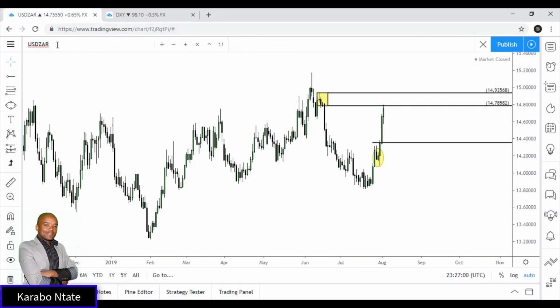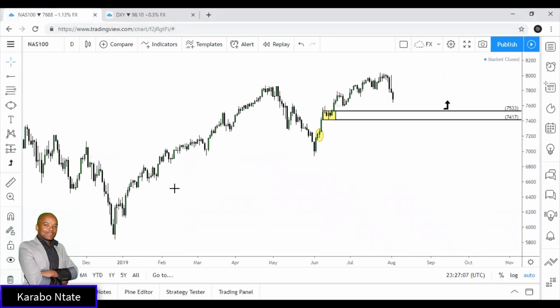Another setup I'm looking at is the NASDAQ on the daily time frame. Now we had these all-time highs removed by this demand zone, and price dropped into this level and took off. Now this zone had already been retested, so price just went through it.